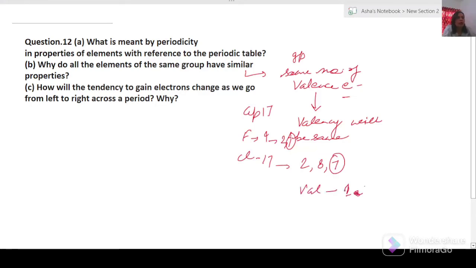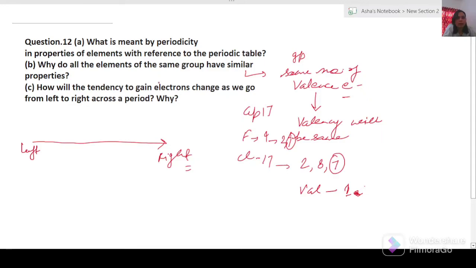Okay. Now, how will the tendency to gain electrons change as we go from left to right across a period? When you are going from left to right in a period, this is the left one and this is the right one which I have drawn here. Now they are asking how will the tendency to gain electrons change as we go from left to right across a period, and why.